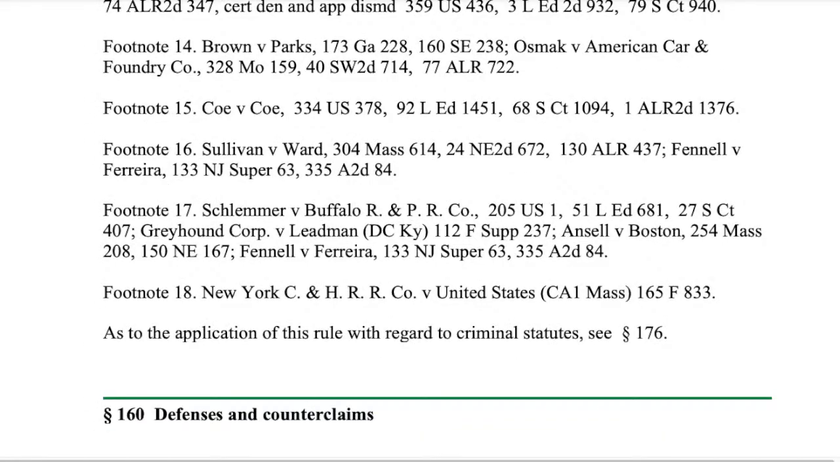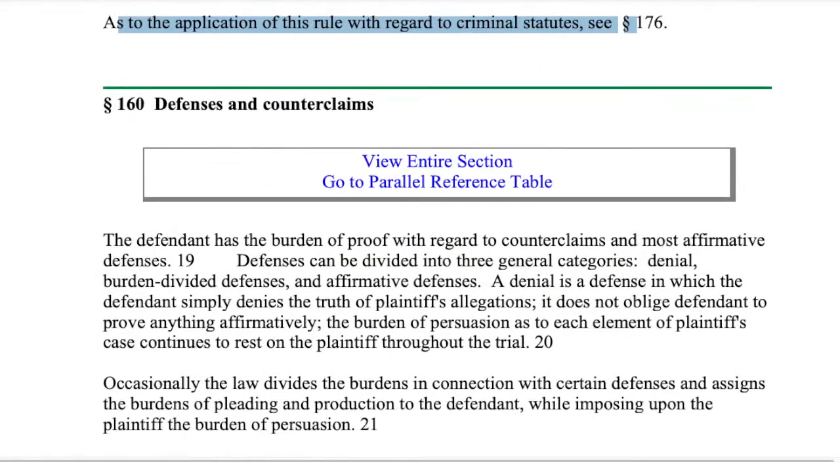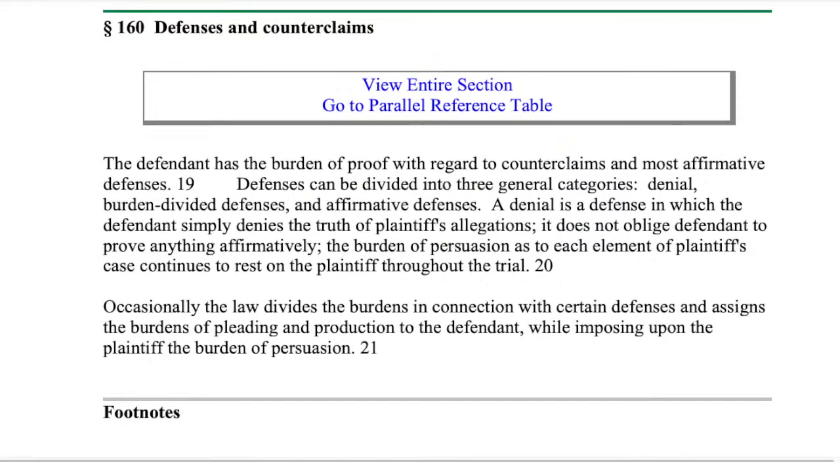Right. It's the application of this rule with regard to criminal statute, C 176. And we're on to section 160, the defenses and counterclaims.